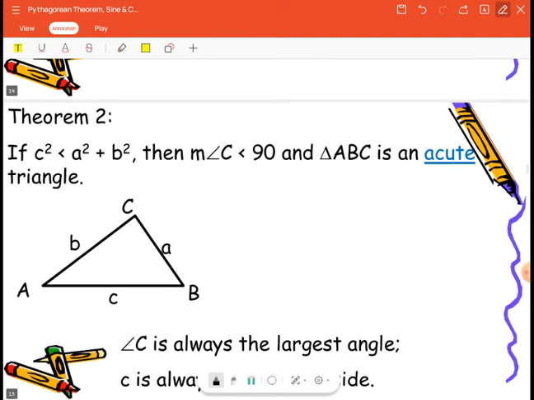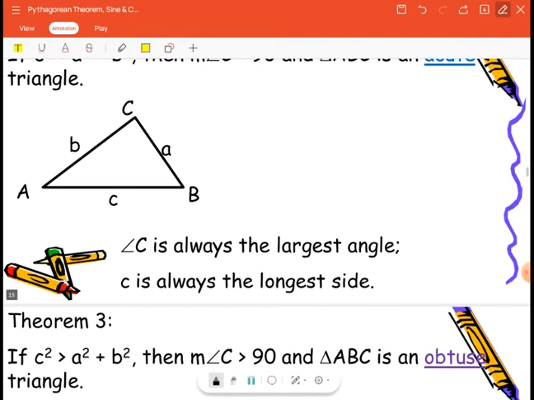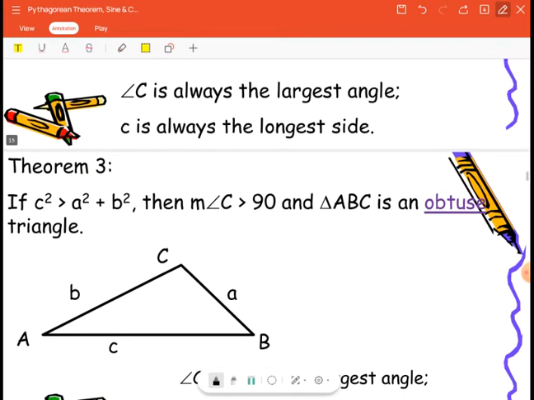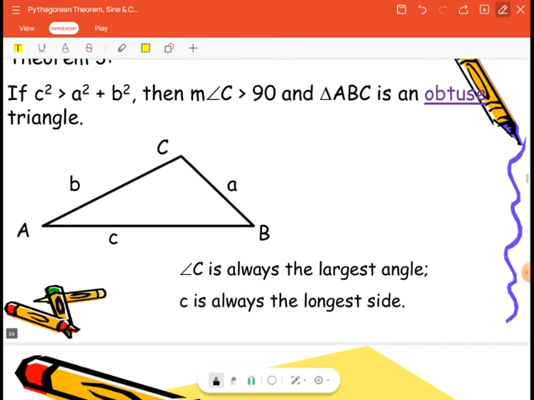So, theorem number 2, kapag nga yung C value natin ay mas maliit kumpara sa A plus B squared value natin, acute triangle siya. So, ayan. Kapag naman mas malaki, theorem number 3, obtuse triangle yun.